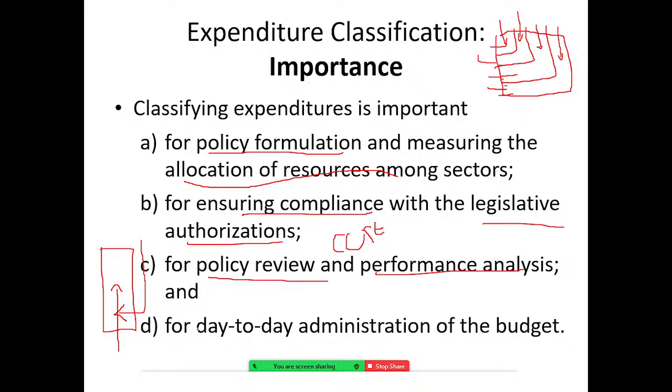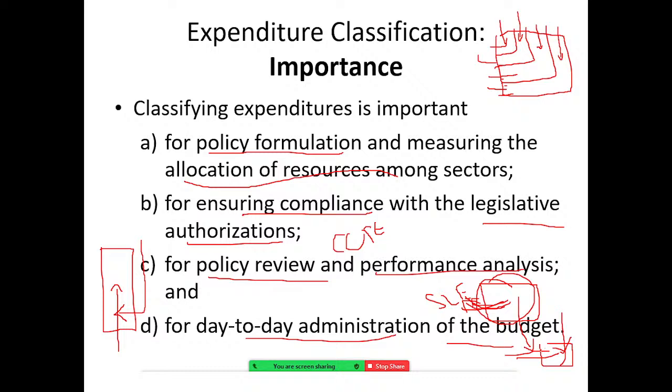And classification of expenditure is important for day-to-day administration of the budget. Right? So for example, a senior level employee, a senior level executive. How much do they have to pay? It is decided by the budget. So based on the budget, the institute pays that employee. So it's easy for day-to-day administration. Or the particular institute wants to construct a building. How much should be allocated? How big the building is, it's based on the fund allocated in the budget. So the budget makes the administration easy.